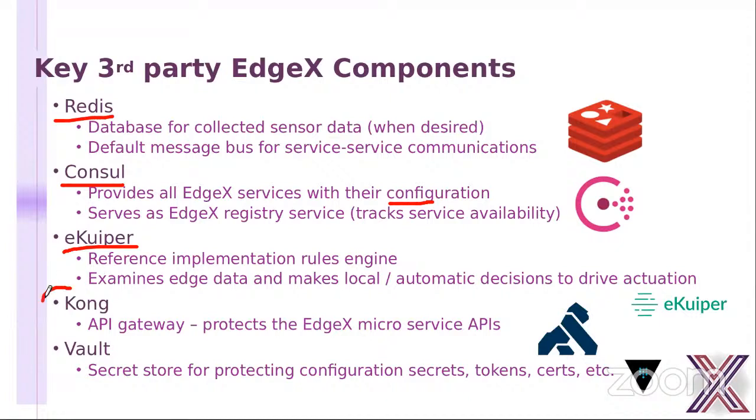And on a security side, we use Kong as our API gateway to protect all of the REST communication. And we use Vault as the secret store underneath the covers. So if you have something like a certificate or a username and password that's needed to connect to a certain piece of equipment, or to connect to, say, maybe your enterprise, that's all stored in Vault at the edge.